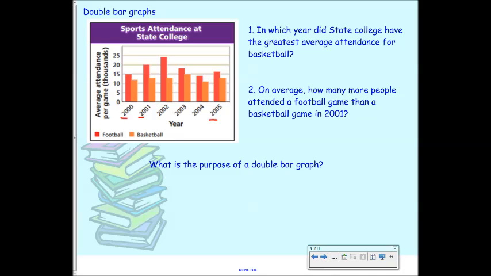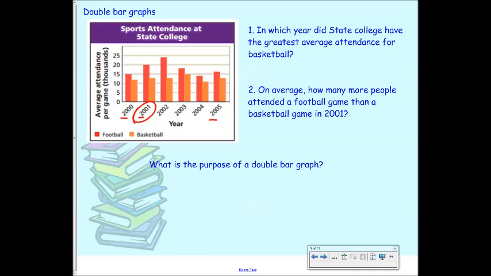Okay, so basketball was the highest in 2003, but what if I ask something like, on average, how many more people attended a football game than a basketball game in 2001? Add them all. No, you'll see where the number stops after basketball. I'm just looking at 2001. If I were looking from 2000 to 2005, what would you have to do? Add them all up. We don't even have to do that much work, because we're just looking at one year. So we're looking at 2001.